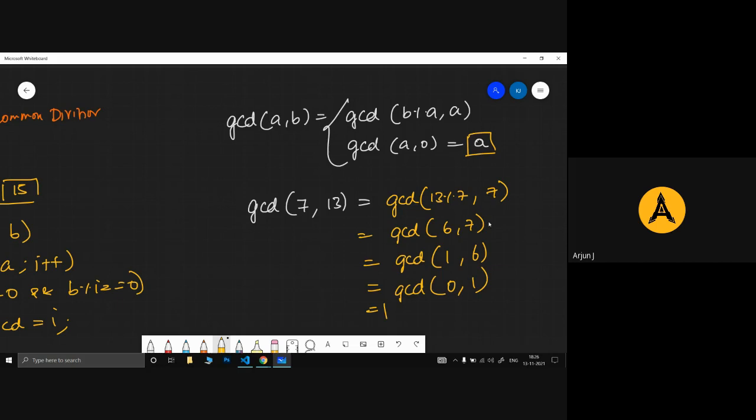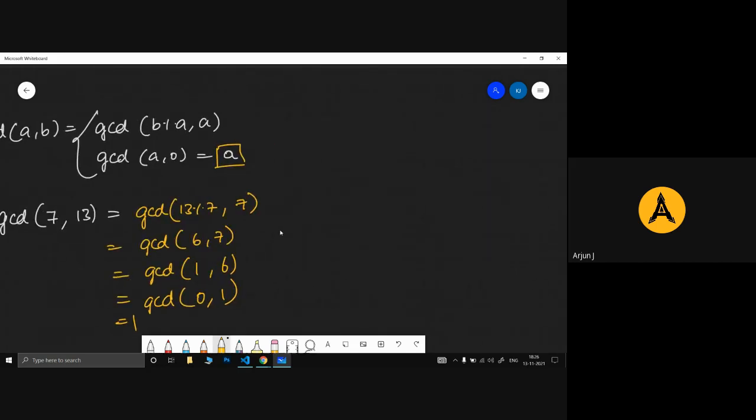Now let us take another example for you to understand better. What is GCD of 6 comma 24? In this case, in the first step itself, we will get one operand to be 0. So we have 24 mod 6 and 6 on the right side. So this will be GCD of 0 comma 6. So we see that the greatest common divisor of 6 comma 24 will be 6. Hope you are getting it.